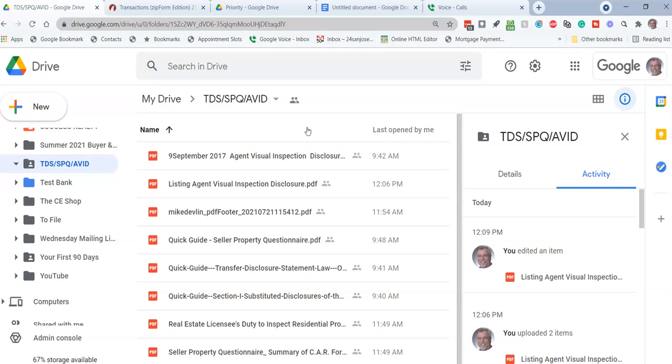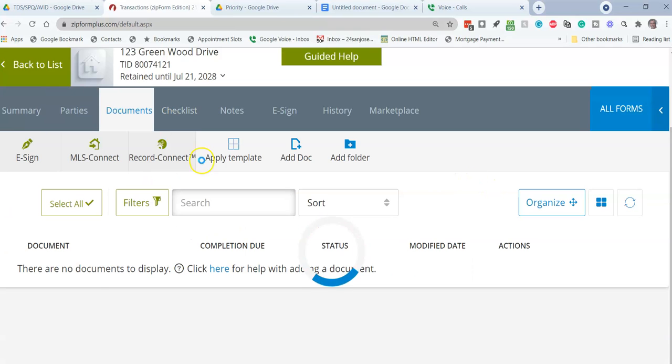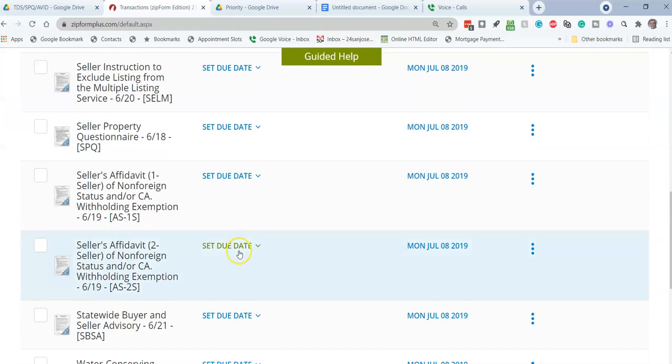That's the first one. Number two is going to be the question of what do you do? All right, now that you've got the seller to fill out the SPQ or the TDS, what do you do when you do your AVID, or do you not need to do the AVID, that sort of thing. And we're going to start, I've created a transaction, right? I created a transaction. And I don't know if I've added everything to it yet. Seller property questionnaire is there.